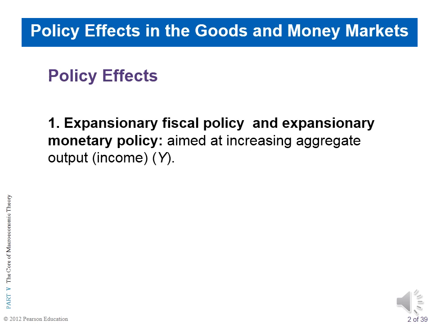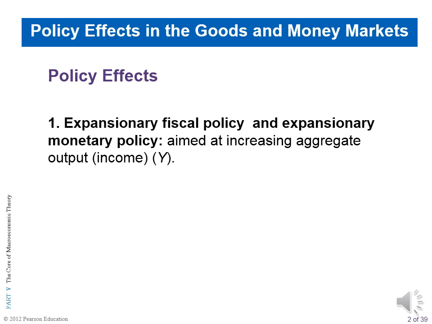So, if the policy can increase aggregate output, we say that it's effective, it's an efficient policy. If it couldn't increase aggregate income, we can say that it's an ineffective or inefficient policy. Okay? So expansionary policy is the policy which aims to increase aggregate income, whether it's fiscal policy or monetary policy.